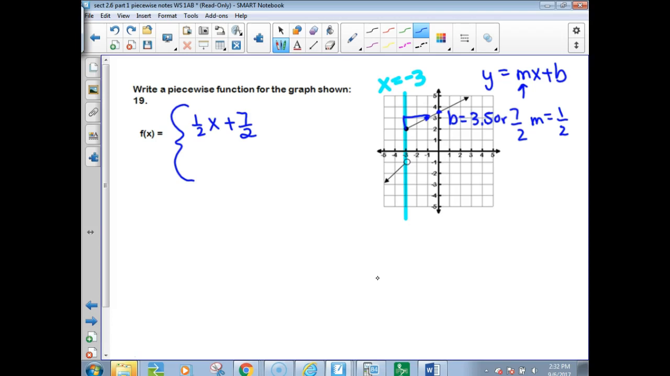Now, I need to stipulate when you use this line: when x is greater than, is it or equal to? Yes, because it's a solid dot, and then our boundary line of -3. That was the right side. And it doesn't matter which of these you write first, by the way. So what I'm going to write here can be flopped. Okay, not a problem.